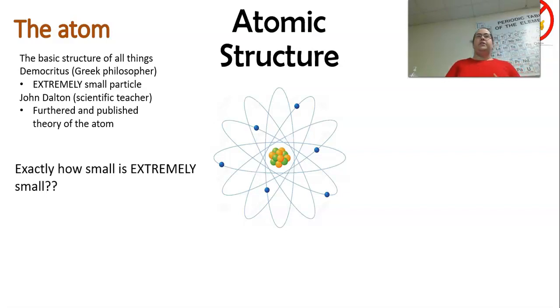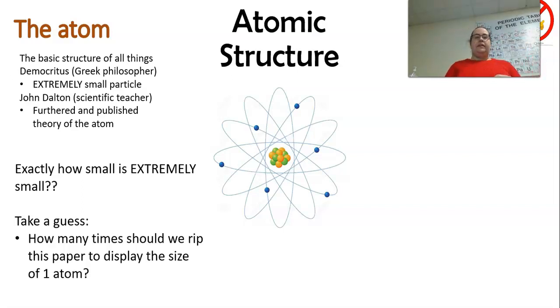So how small is it? Well, it is extremely small. You were probably guessing something like the top of a pinpoint. How many times would you rip this piece of paper up? If I took this piece of paper and ripped it up to display the size of an atom, we would be ripping forever. The answer is 1.07 times 10 to the 23rd. That is a very big number. That's adding 23 zeros at the end of that number.